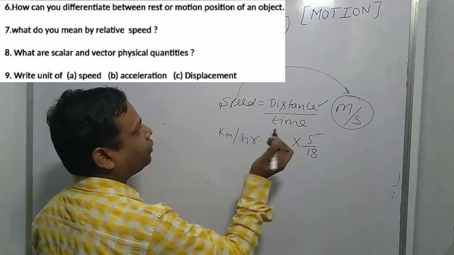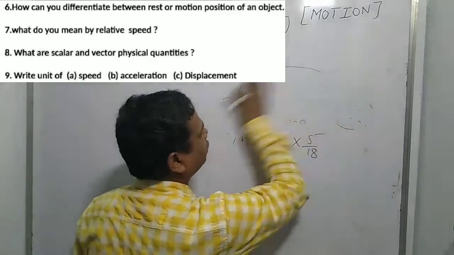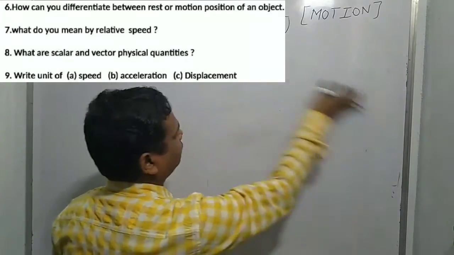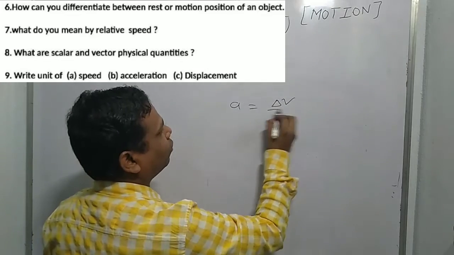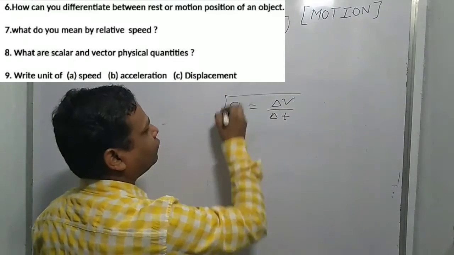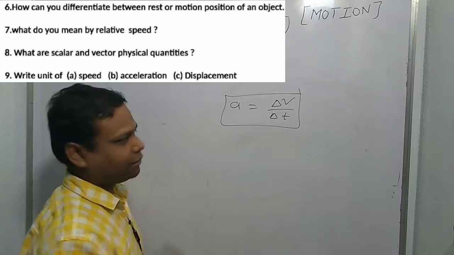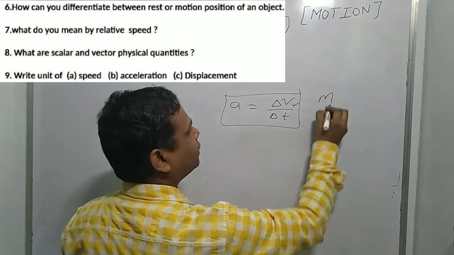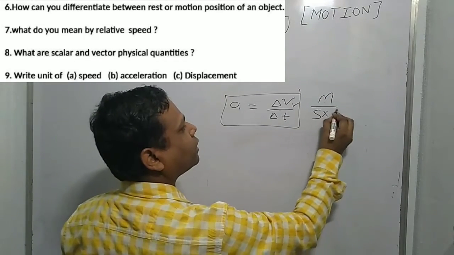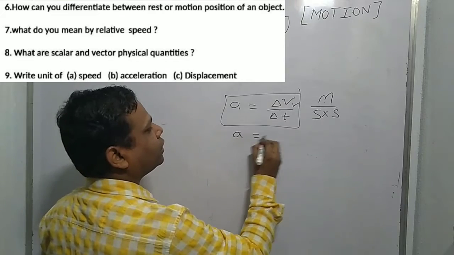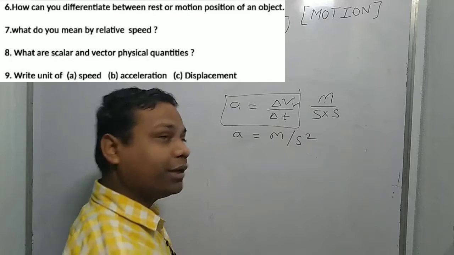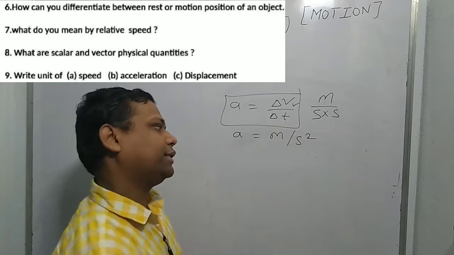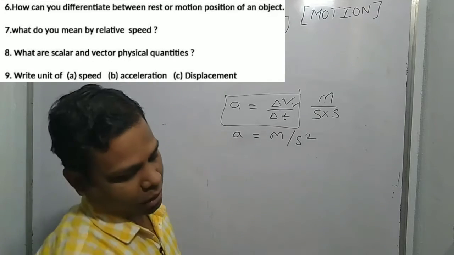Second, acceleration. How can you write the definition? Acceleration, listen. Acceleration a is equal to delta v upon delta t. The rate of change of velocity is known as acceleration. Velocity unit is meter per second, and time is in seconds, so you get meter per second square. So the unit of acceleration or retardation, both are the same, meter per second square.